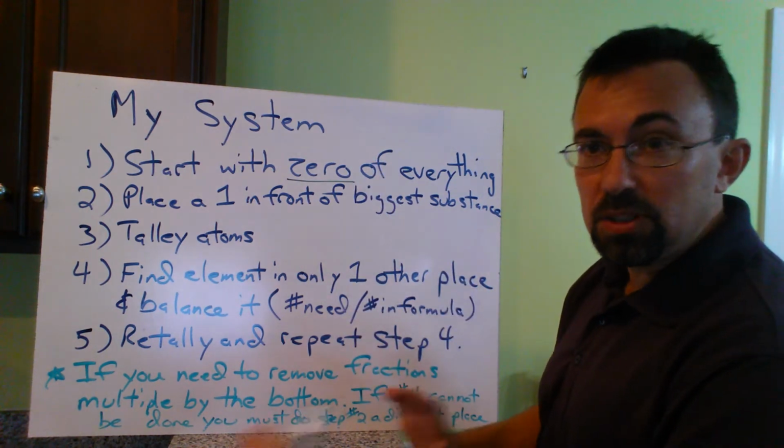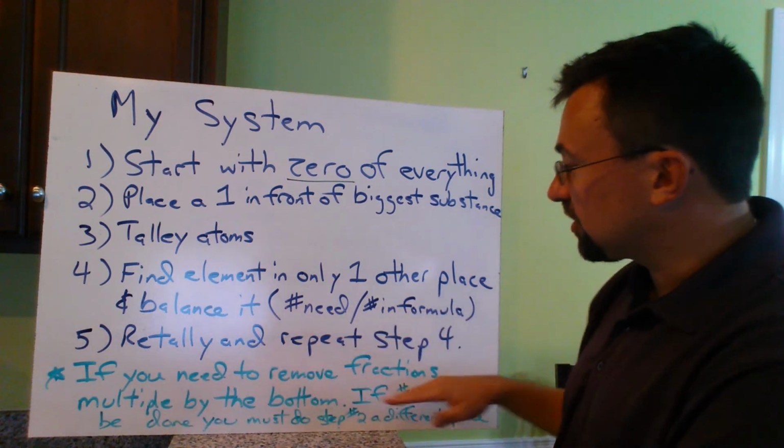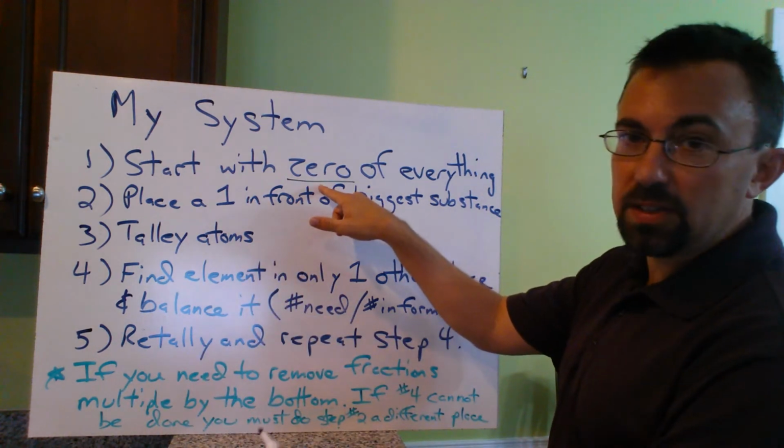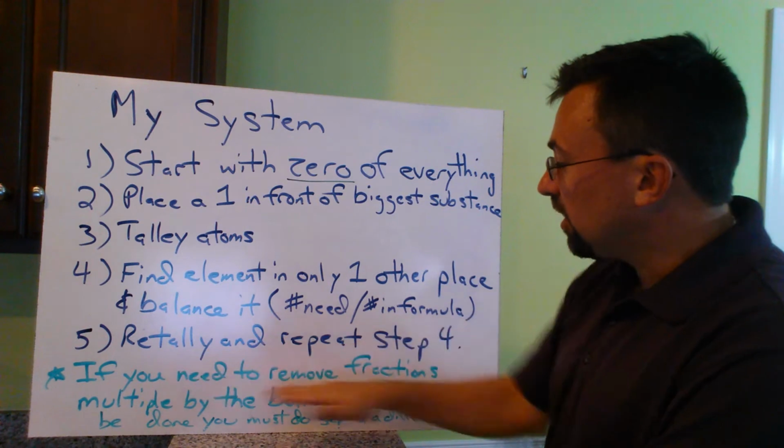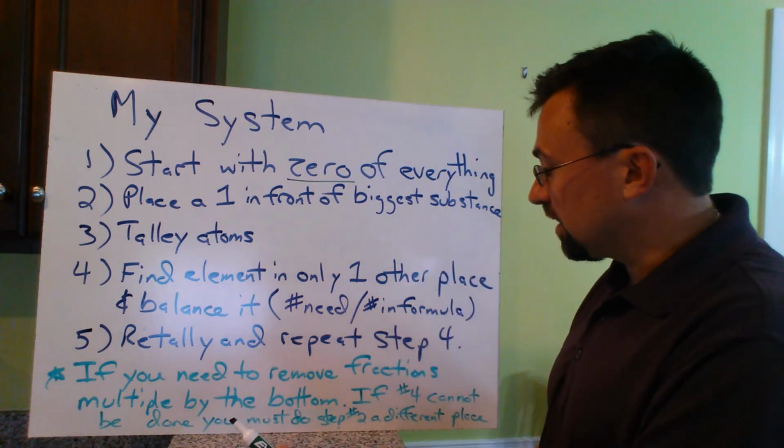And then if you really don't like fractions, you can multiply through by the bottom of the fraction all the way through. Just remember, anything times 0 is still 0. Multiply all the way through and you get rid of the fraction. And sometimes you might have to do this more than once, and I'll show you in some examples.